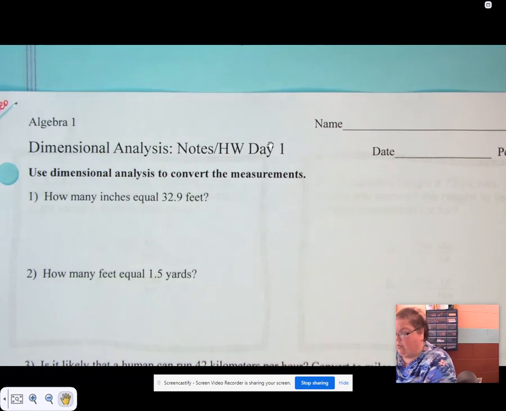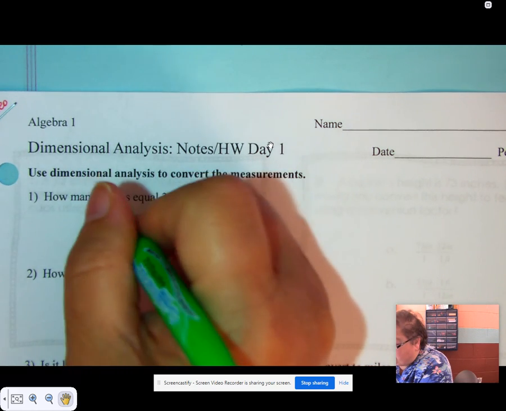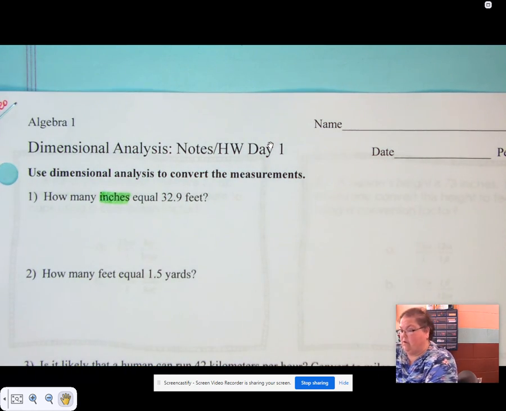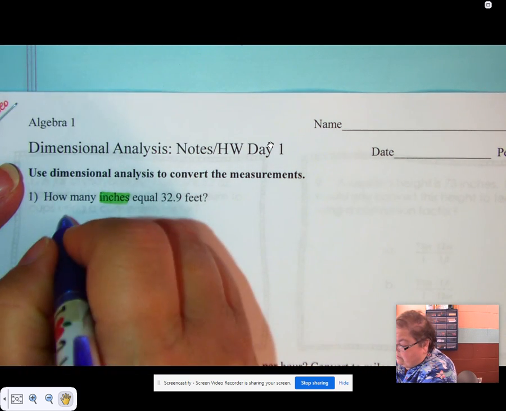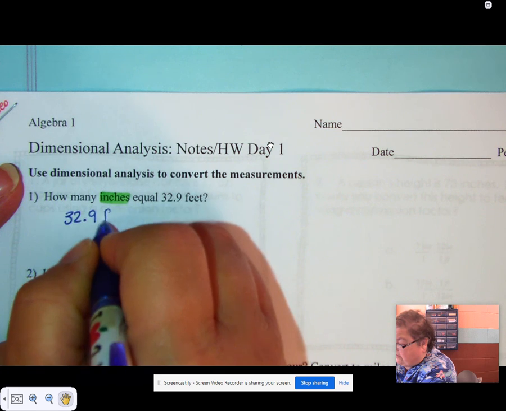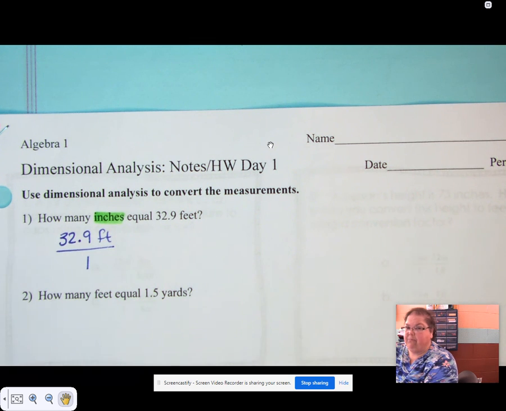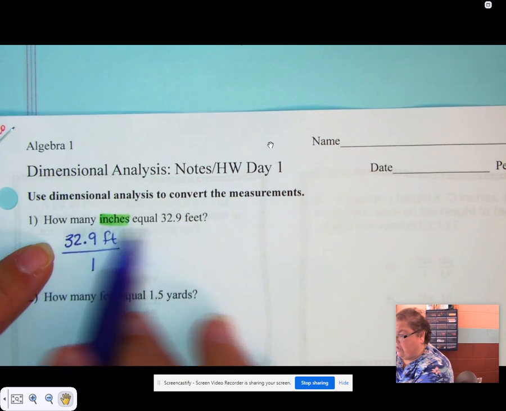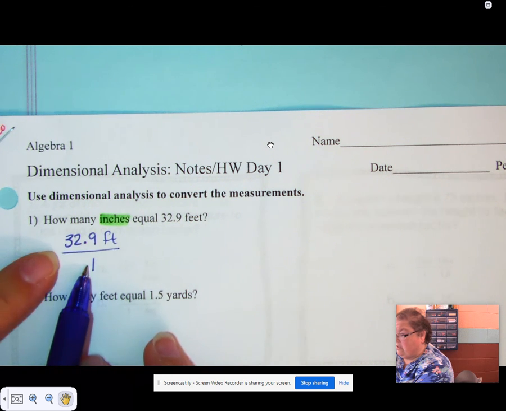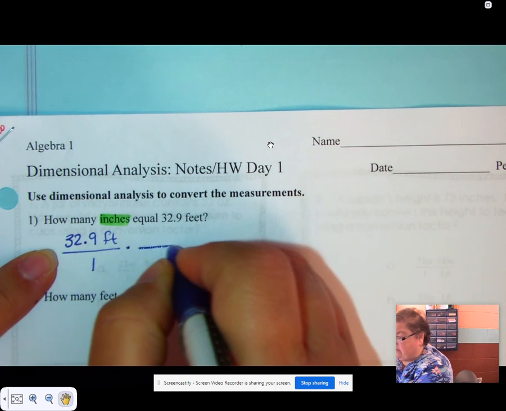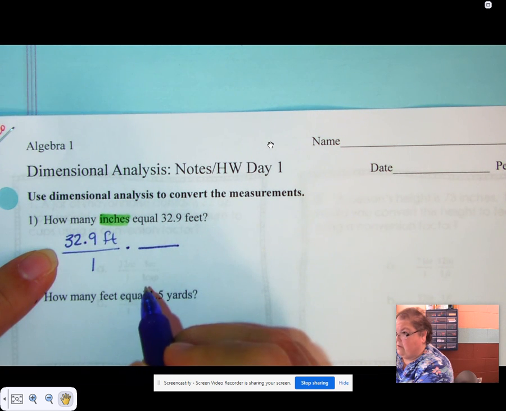Okay, so I'm starting with 32.9 feet. Now I've got to make it a fraction, and since I don't have per something, I just have a 1 underneath there. Okay, so when we have per something, that will change. But for now, if I just have 32.9 feet, a 1 is the denominator, I'm going to multiply it so that I can get rid of it.